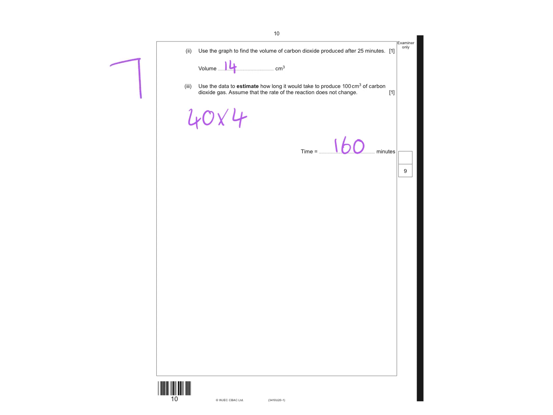Use the data to estimate how long it would take to produce 100 centimetres cubed of carbon dioxide gas, assuming that the rate does not change. Assuming that is a straight line, so it should be a steady rate the whole way through. Okay, so every 25 minutes.